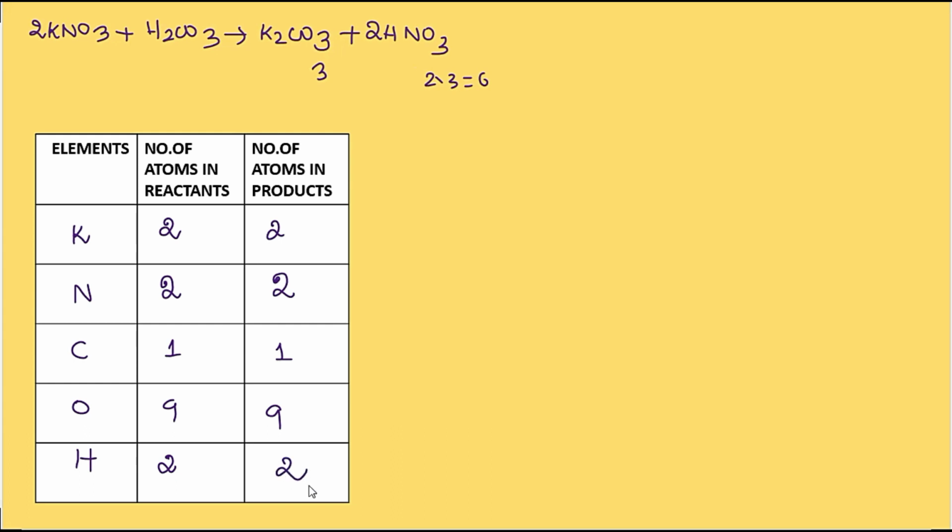So we see that simply by adding 2 to HNO3 we are getting number of atoms in reactants equal to the number of atoms in products for each and every element. So 2 KNO3 plus H2CO3 gives K2CO3 plus 2 HNO3 is the balanced updated equation.